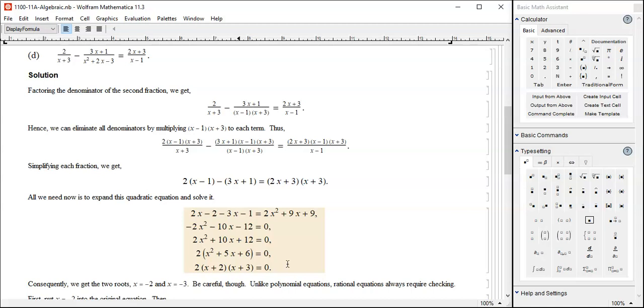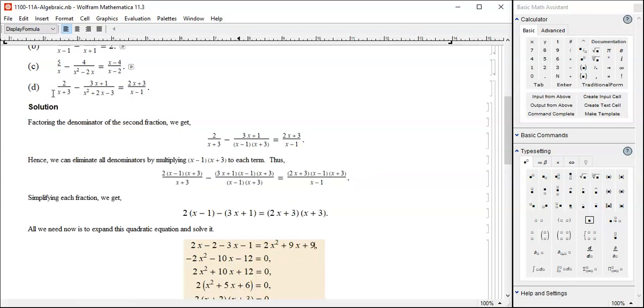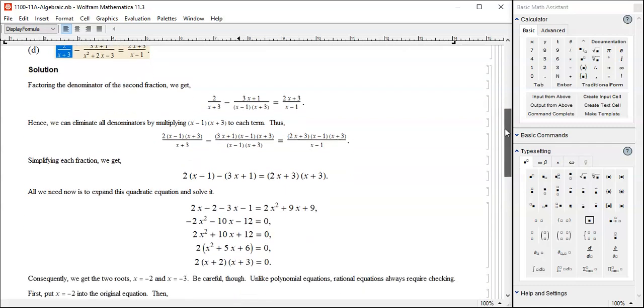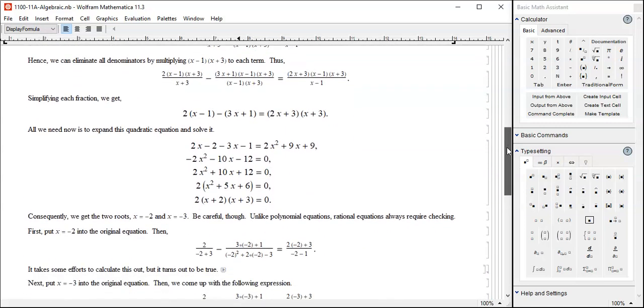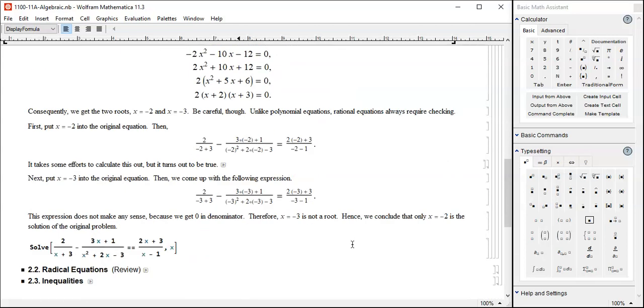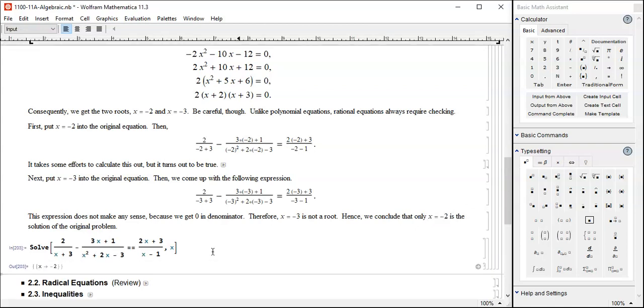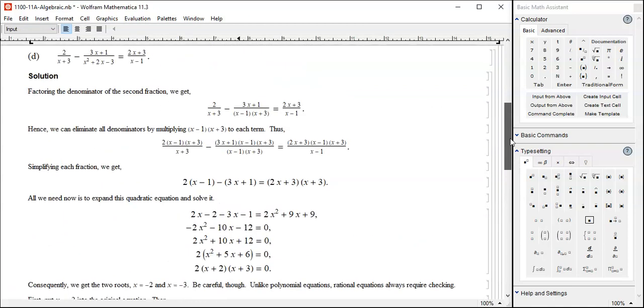The detail is left to the students. If you plug in x equal to -3, that's going to be a problem because, as you can see here, plugging x equal to -3, you're going to get 0 in the denominator. So that's not a solution. Only x equals -2 is a solution. So x equal to -2 is the only solution here. You can check it with Mathematica like this.